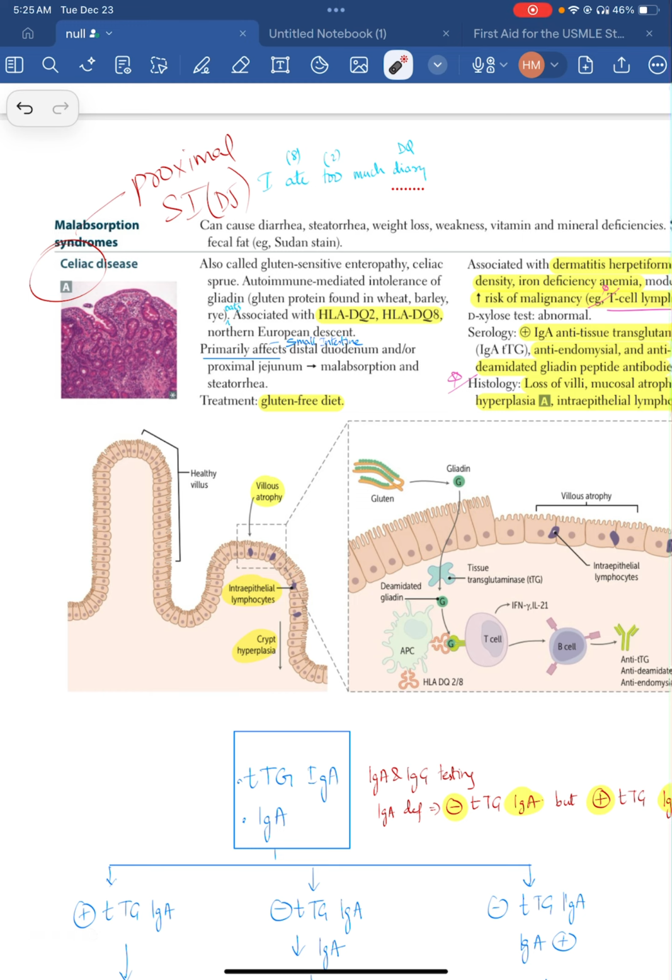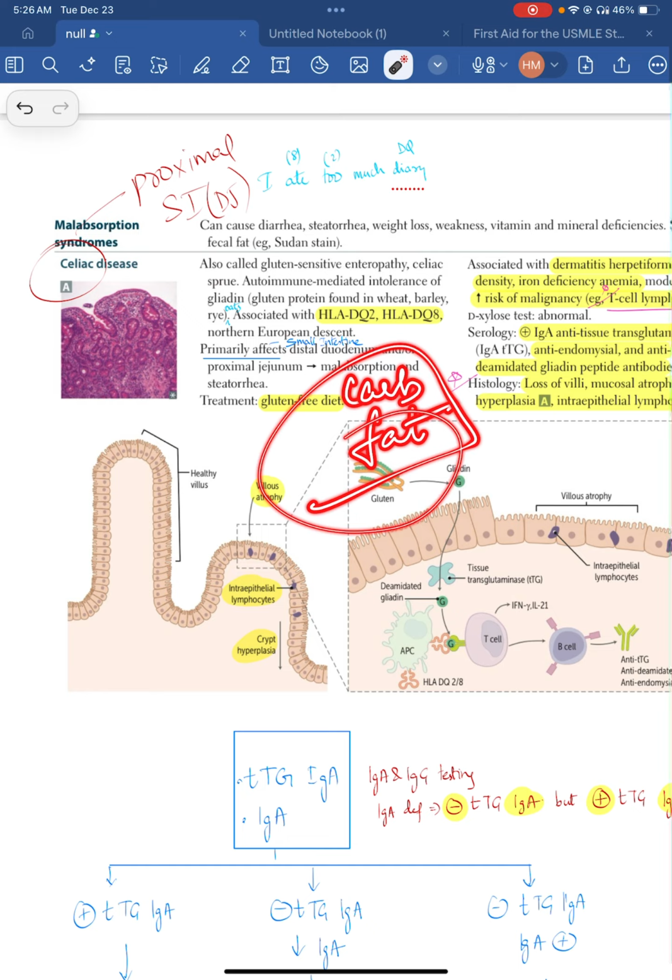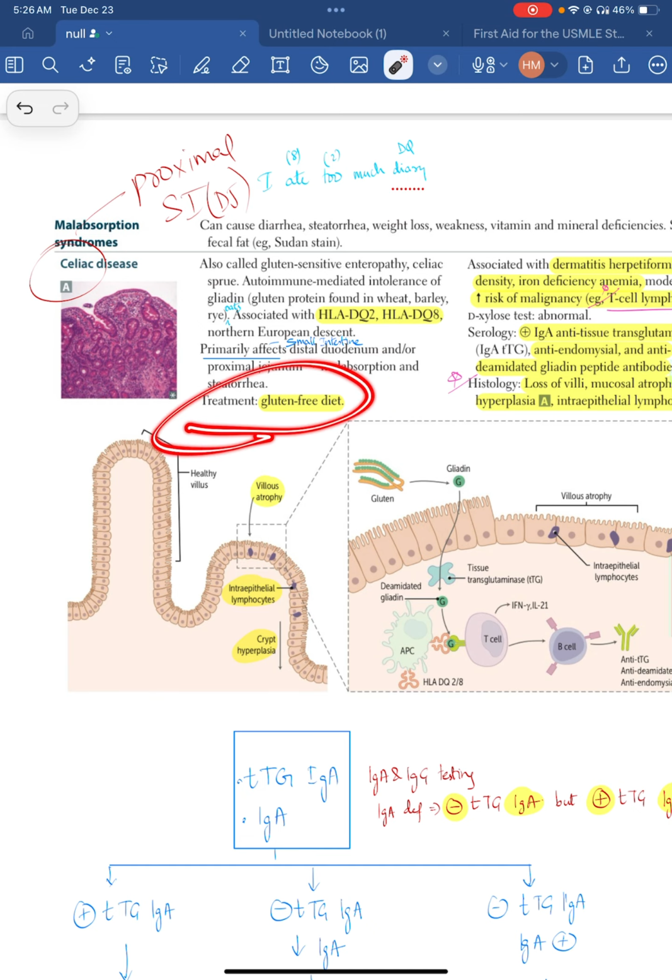It occurs in the distal duodenum and proximal jejunum, and this will cause malabsorption, because the small intestine is meant to absorb most of the vitamins and minerals, carbohydrates, everything it is supposed to absorb. Because it is affecting the small intestine, we have malabsorption and steatorrhea. Both carbohydrate and fat malabsorption can be seen here. What is the management? You need to make a gluten-free diet.